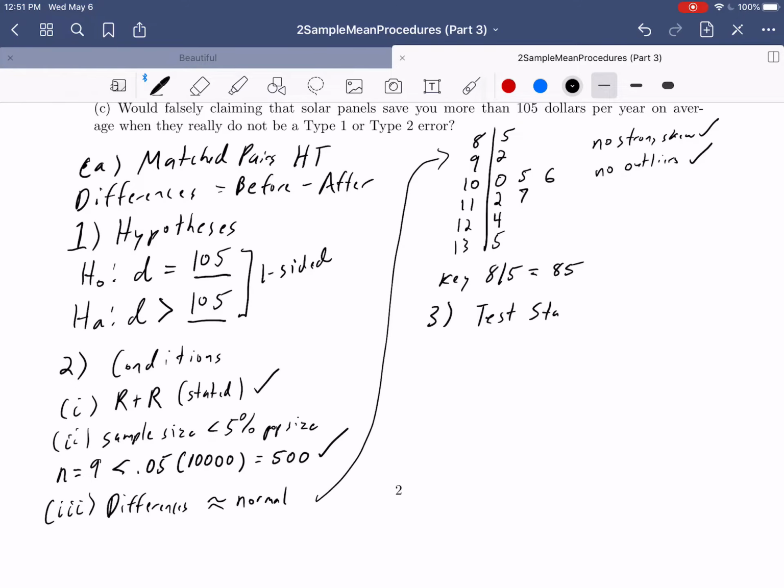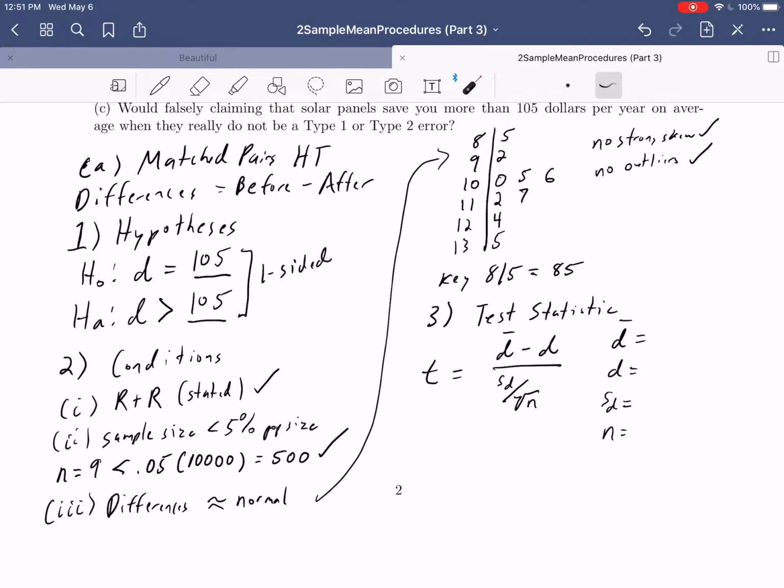For our test statistic, the formula is going to be a t-test statistic. So whenever you're doing quantitative stuff, you always are using a t-test statistic. For that test statistic formula, it was t = (d bar minus d) over (sd divided by square root of n). So there's 4 things that we need to know to plug into this formula: d bar, d, sd, and n.